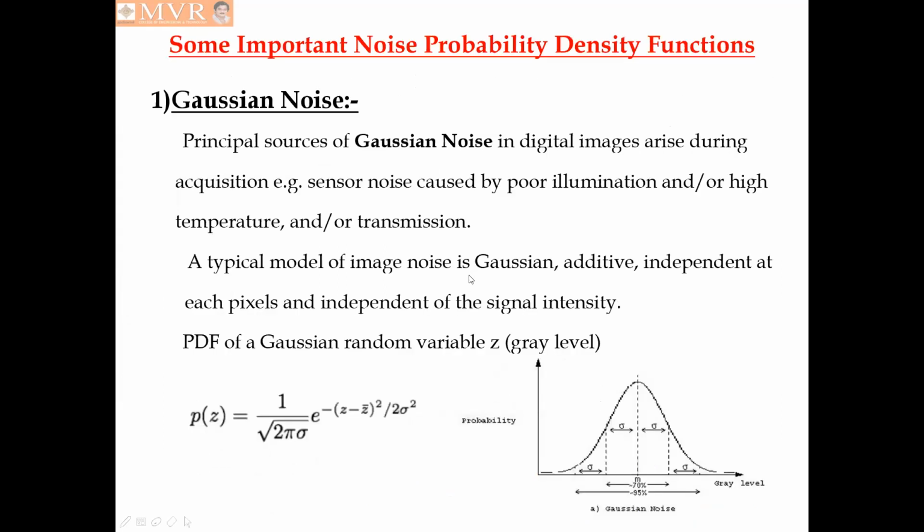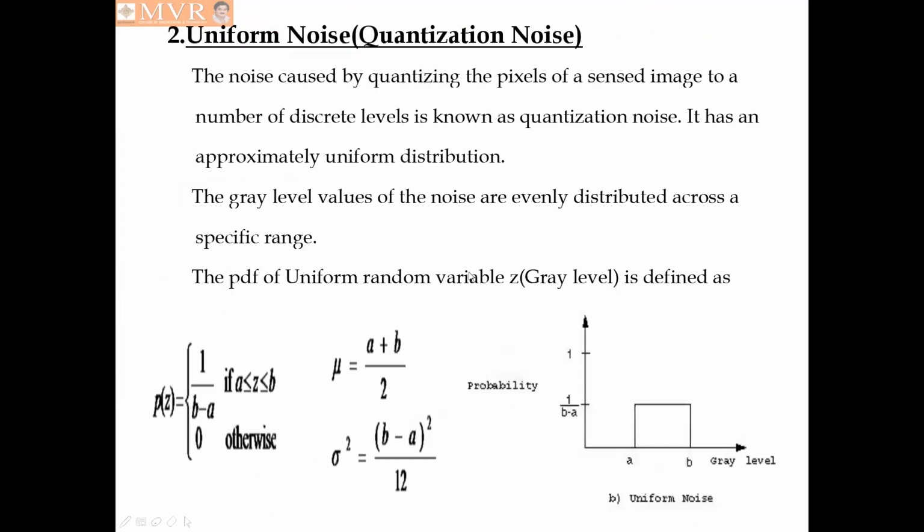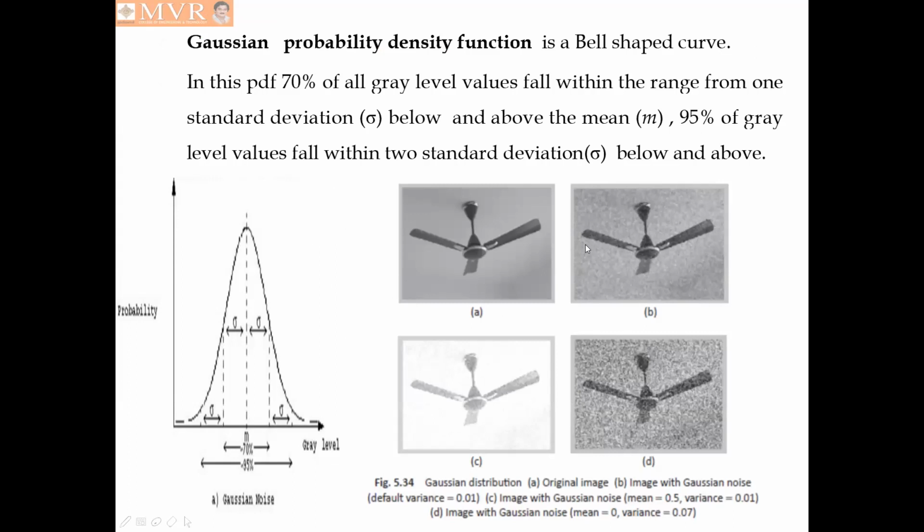So here, examples are there. These are the images. The first image, A, is the original image, and B is the image with Gaussian noise. And C image is an image with Gaussian noise, taking the mean value equal to 0.5 and the variance equal to 0.01.